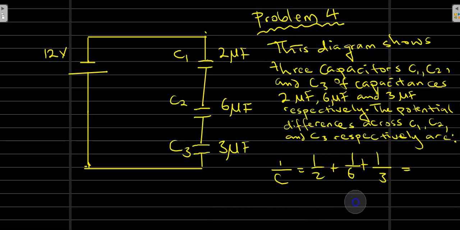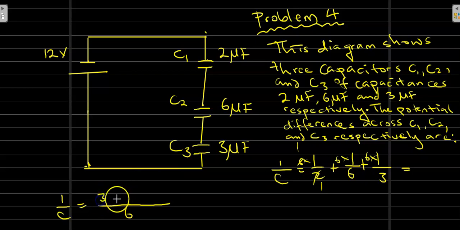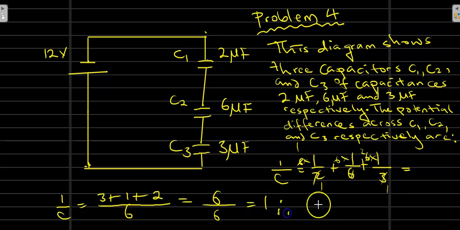Sorry, let me do it here so that we can have more space. 1 over C is equal to, if we take 6 as the common denominator, 6 divided by 2 is 3, plus 6 divided by 6 is 1, plus 6 divided by 3 is 2, therefore we have 3 plus 1 plus 2, and this is going to give us 6 over 6, which is equal to 1. In this case, we have 1 over C is equal to 1.